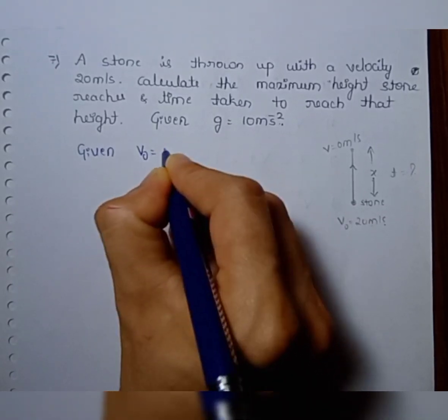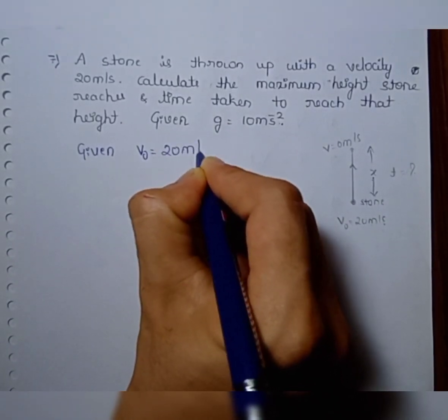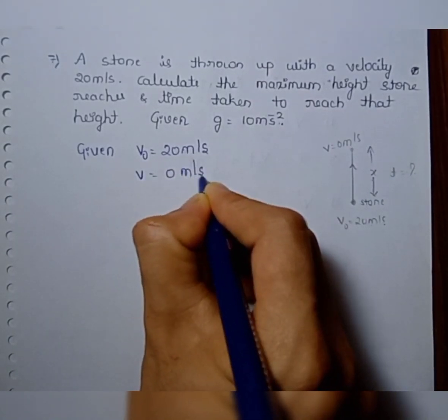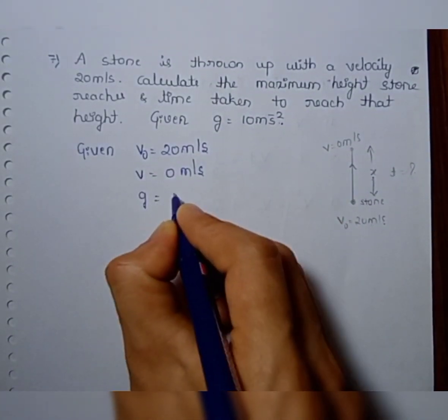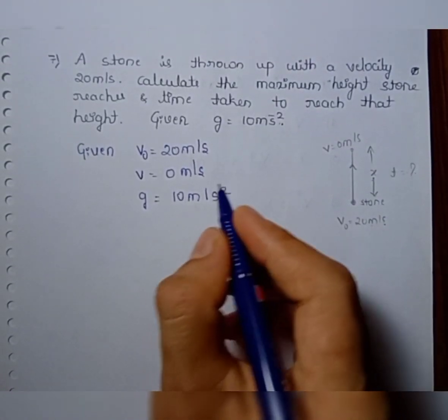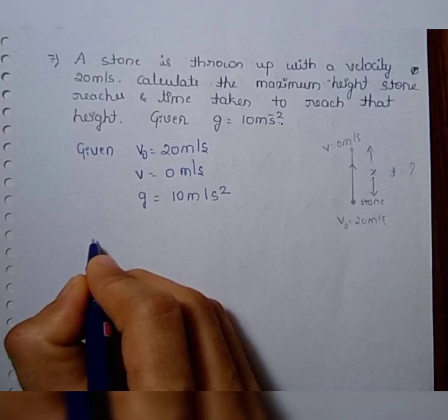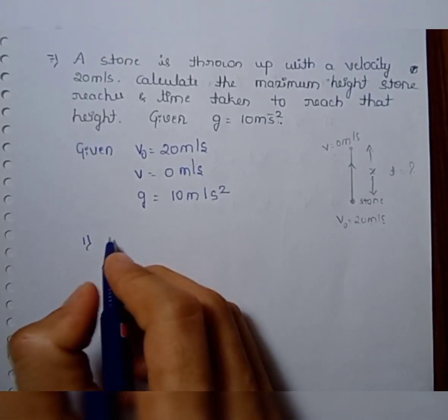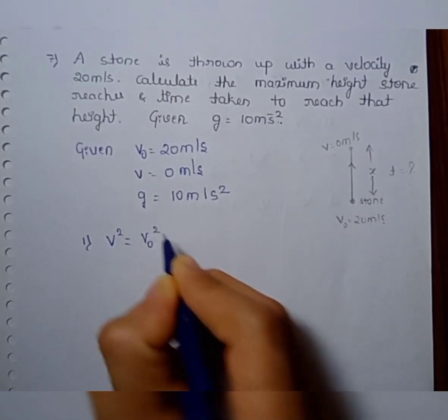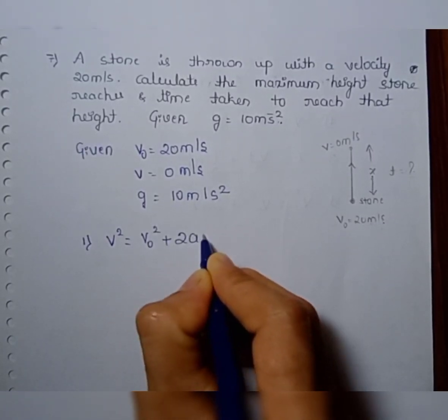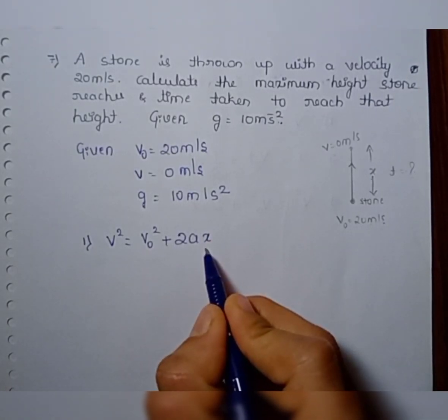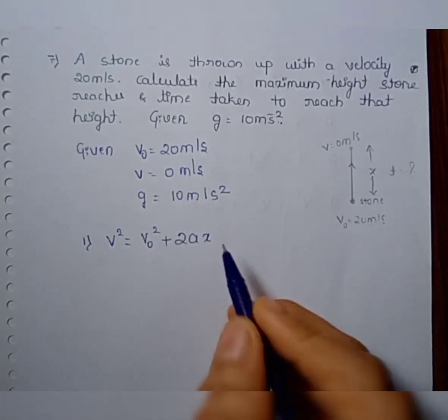v naught is equals to 20 meter per second and v is equals to 0 meter per second, and g is equals to 10 meter per second square. Then we know one kinematic expression, v square is equals to v naught square plus 2ax. Substitute all this value, then we will get the maximum height reached by that stone.